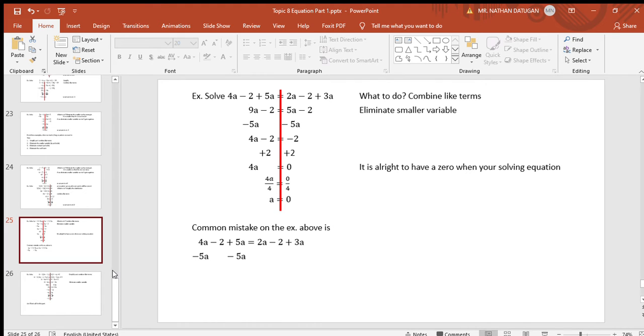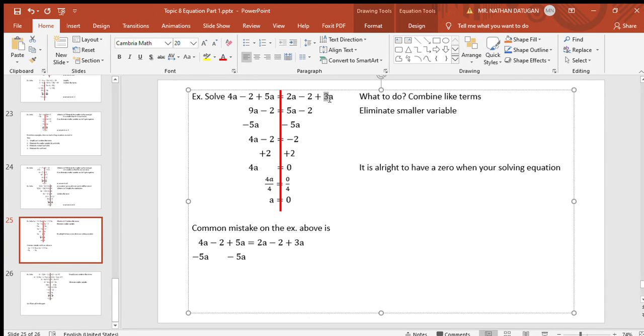So now let's move on to the next example. We have 4a minus 2 plus 5a is equal to 2a minus 2 plus 3a. So first things first, what do we do? Well, we're going to combine the like terms. So we're just going to add 4a and 5a to get 9a minus 2 on your left side, and we're going to combine 2a and 3a by adding, and you're going to get 5a minus 2.